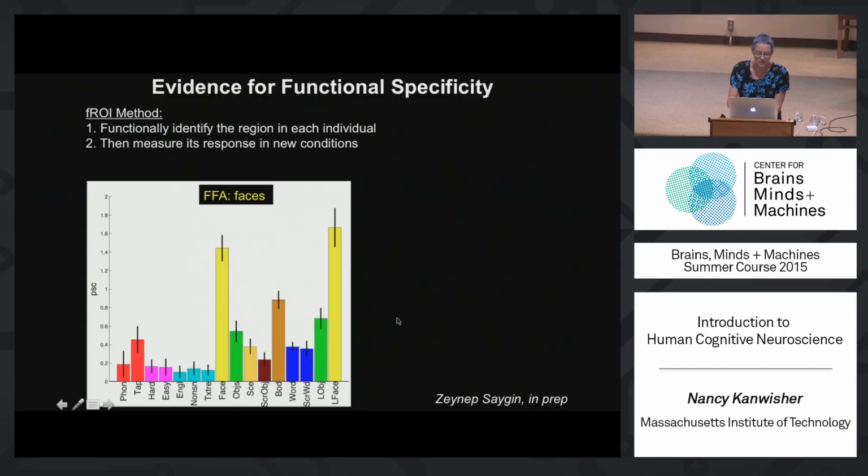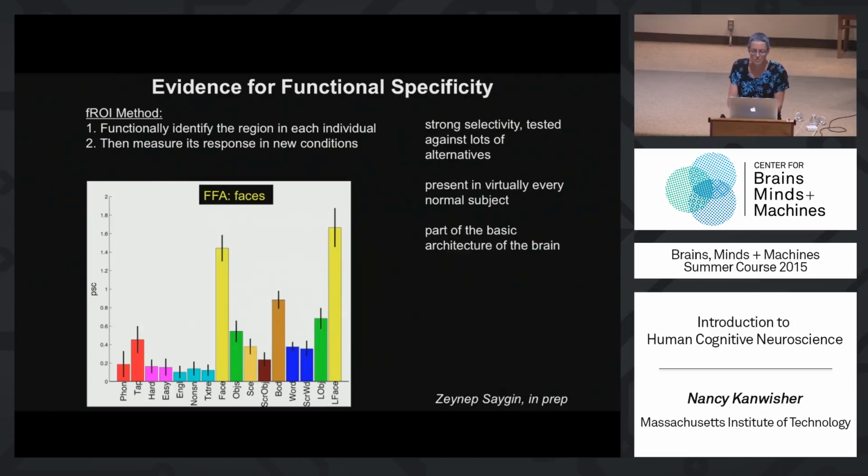And all of these other conditions, line drawings of objects, movies of scenes, scrambled objects, words, scrambled words, bodies, all produce much lower responses. Okay? So I would say this is pretty strong selectivity. It's been tested against lots of alternatives, only a tiny percent of which are shown here. As I mentioned before, it's present in more or less the same place in pretty much every normal subject. I think it's just a basic piece of mental architecture.